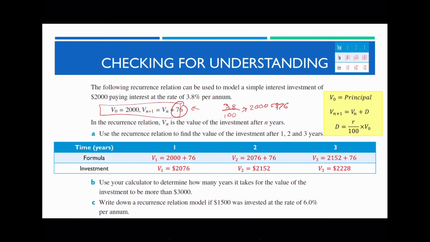Now for part B, we want you to use a calculator to determine how many years it takes for the value of the investment to be more than $3,000. So what you're doing really is just using trial and error. See how long you have to keep repeating this until you get a value that is greater than 3,000. And if you did this correctly, then it should be 10 years. I don't have the working out over here.